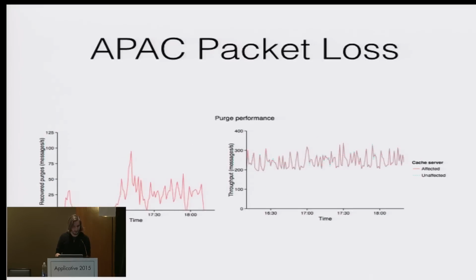I like this example as well. Here we had extended packet loss happening in the APAC region for multiple hours. It was like 30% packet loss for quite a while. And if you take a look on the right again, no noticeable loss of throughput. The servers kept up the entire time.